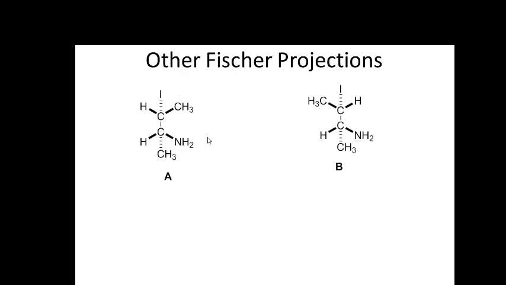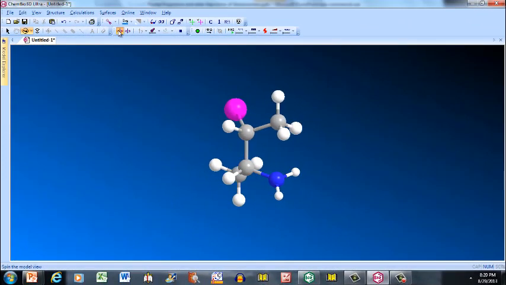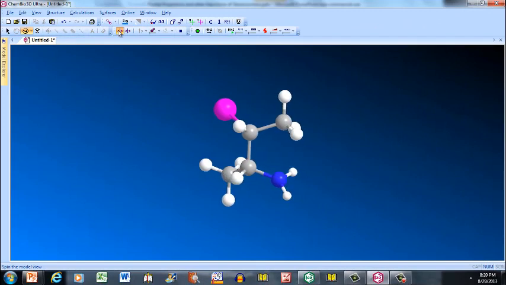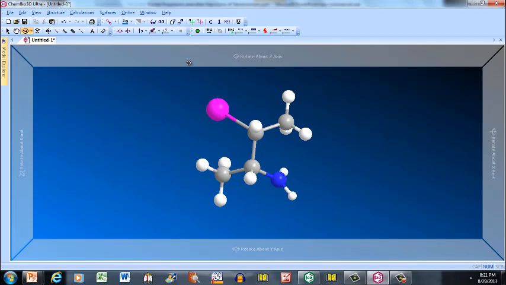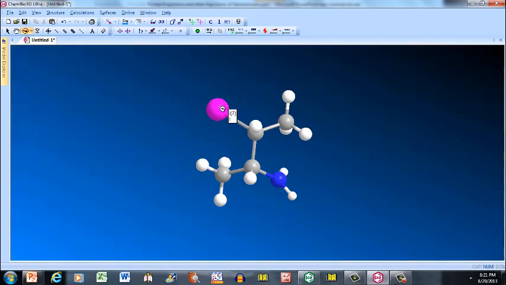All right. So here are some other Fischer projections, and I want to actually look at these in 3D. So here's a depiction of isomer A. I'm just rotating it around a little bit so you can see, let me straighten it a little. That's iodine, carbon, and hydrogen. And on the bottom carbon, you can see carbon and then hydrogen.